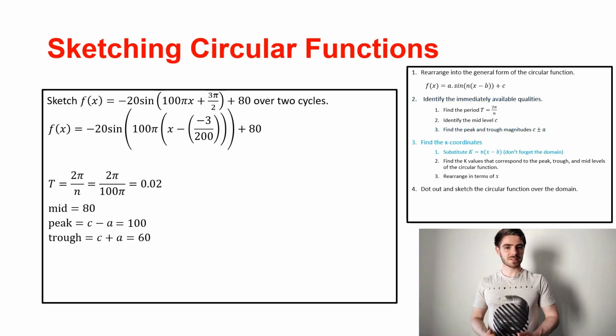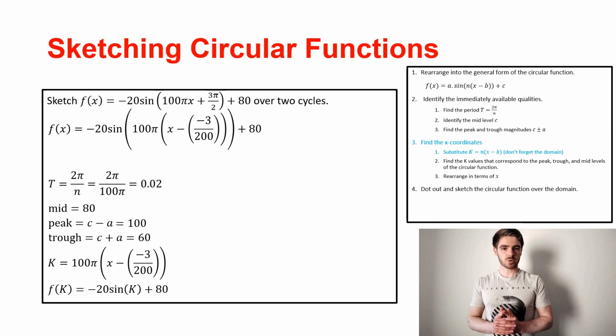First, we can see that this equation is actually a composite function. So we're going to make it easier by applying a substitution. Don't forget to also apply this substitution to the domain. And since we're told to sketch over 2 cycles, and we know that one cycle is 0.02, our domain must then be from 0 to 0.04.